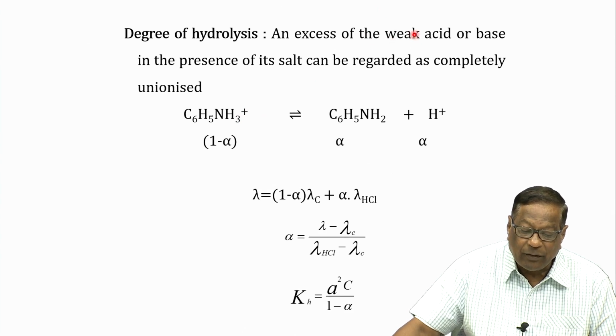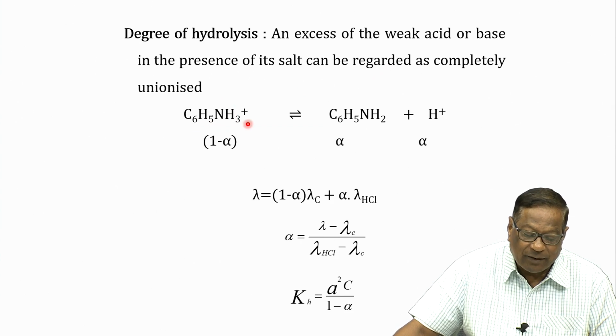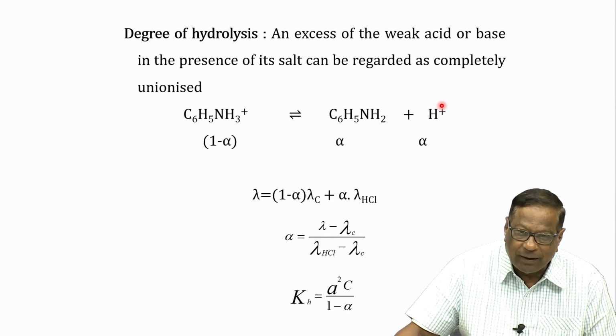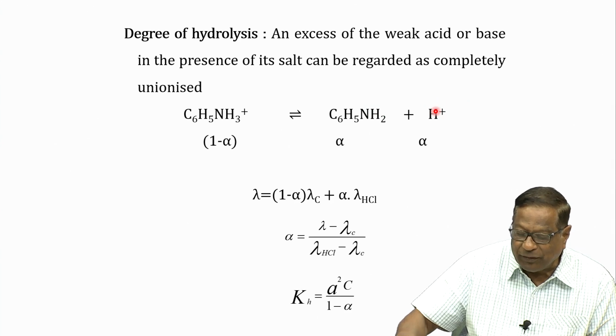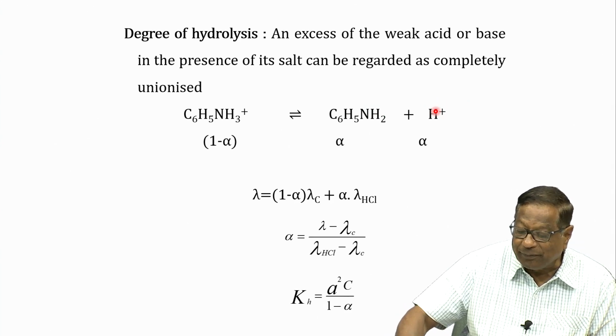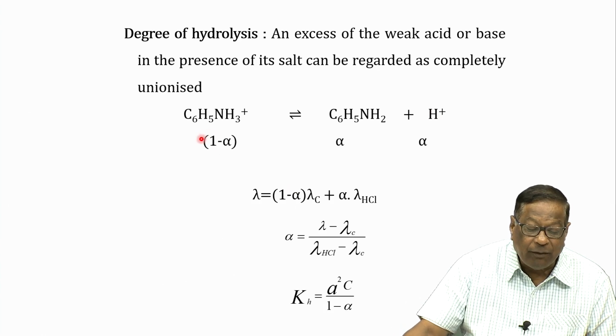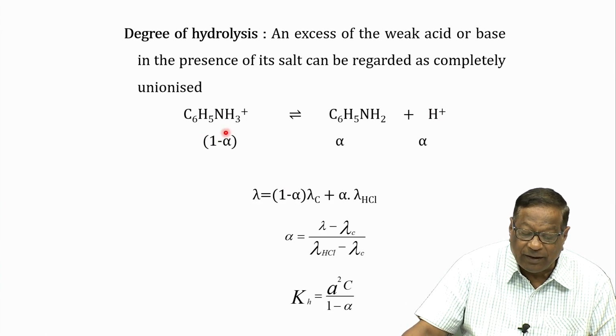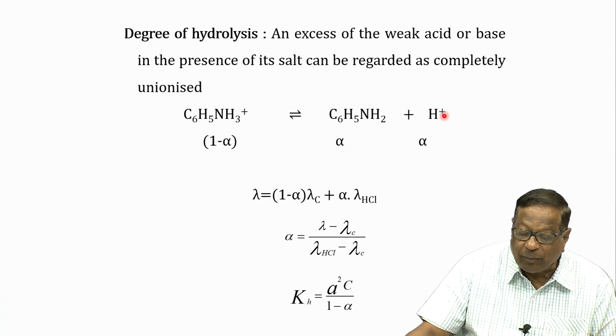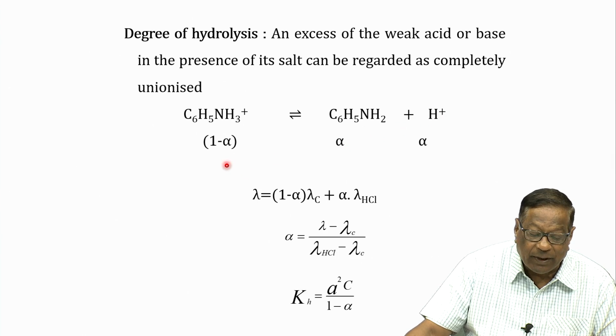Okay. So, excess of weak acid or base in presence of its salt can be regarded as completely ionized, and I can write this expression: C6H5NH3 plus is in equilibrium with aniline plus acid. H plus is nothing but acid, it is a Bronsted acid. So, if the ionization is alpha, H plus also should be alpha, okay, then this should be 1 minus alpha automatically.